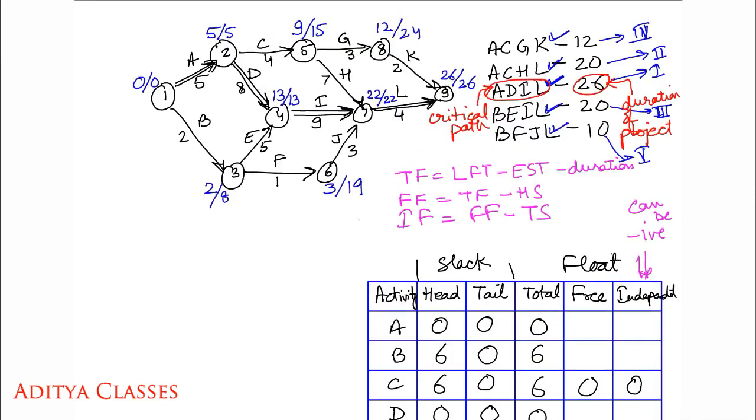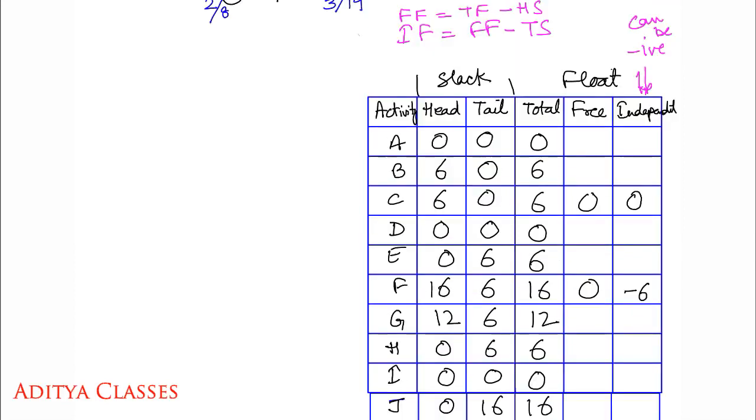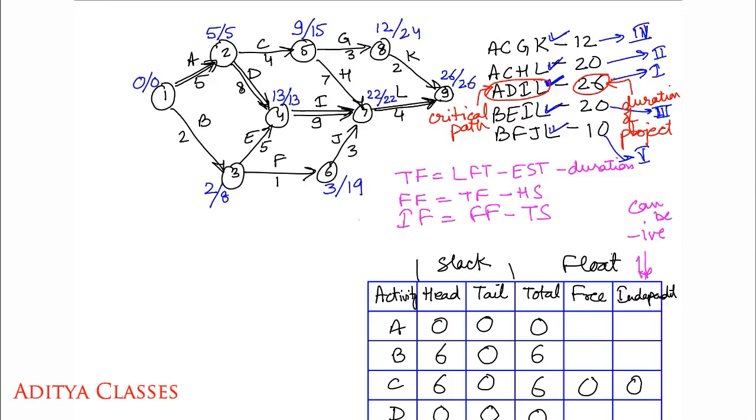Then there is J. J has 22 minus 3, 19. 19 minus 3, 16. It is a big float available of 16 for itself. Then let us have a look at K.